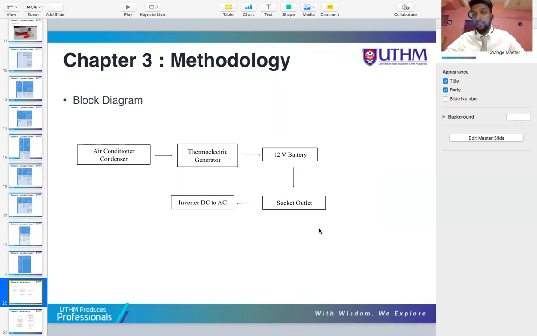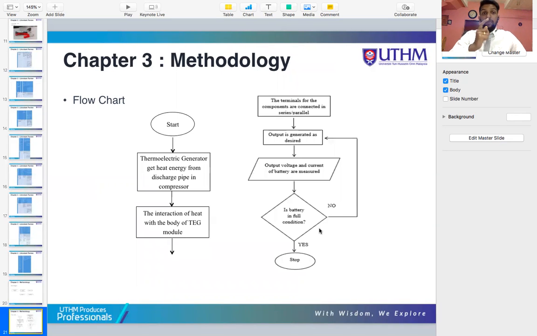So from DC, it converts to AC, and it goes to the socket outlet. Next is my flow chart. For my flow chart, it starts from the thermoelectric generator, which gets heat energy from the discharge pipe in the compressor. I've explained that just now. The interaction of heat with the body of the TEG module.